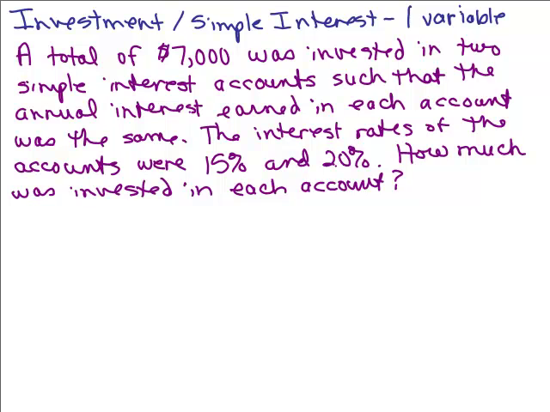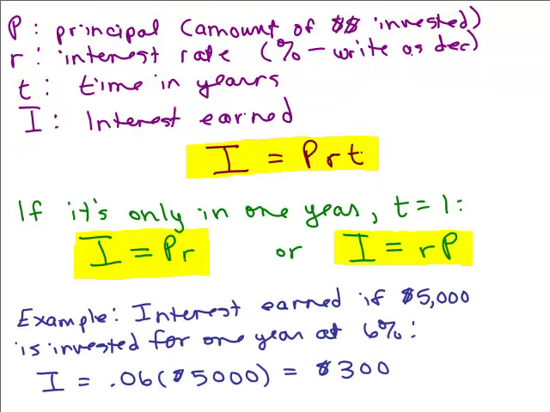All right, before going on and setting up this problem, just remember the simple interest formula. The formula we're going to use is interest equals rate times principal, because we're talking about 1 year. Up at the top here we have the letters used for the basic formula: interest equals principal times rate times time. But for 1 year, putting in 1 for t, we get principal times rate, or rate times principal.